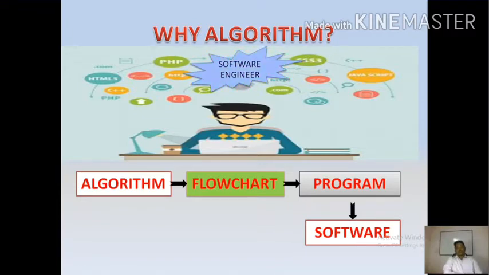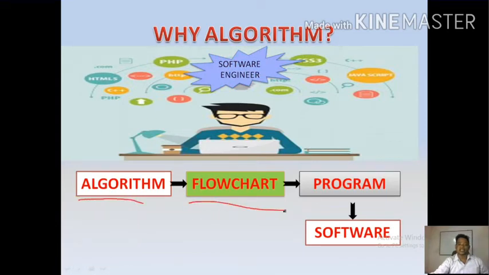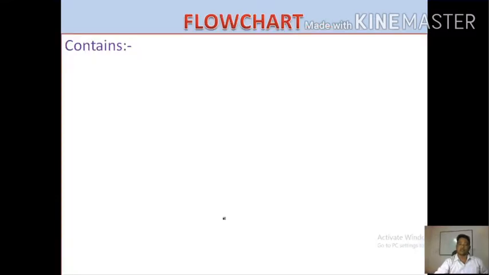What will a software engineer do as the first steps? First you create an algorithm, then make a flowchart, then afterward write a program, and then the software is written. So here are the general steps: the algorithm and the flowchart. In these slides we are discussing the flowchart. So what is a flowchart? Before the flowchart, you first see the algorithm, then the flowcharts.